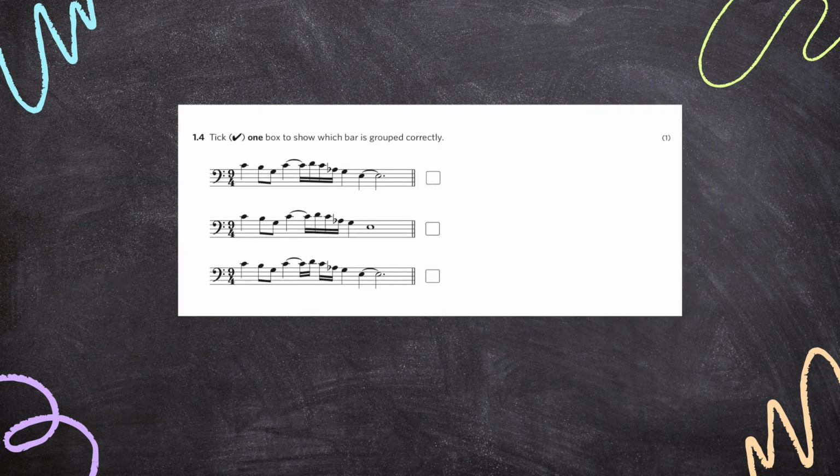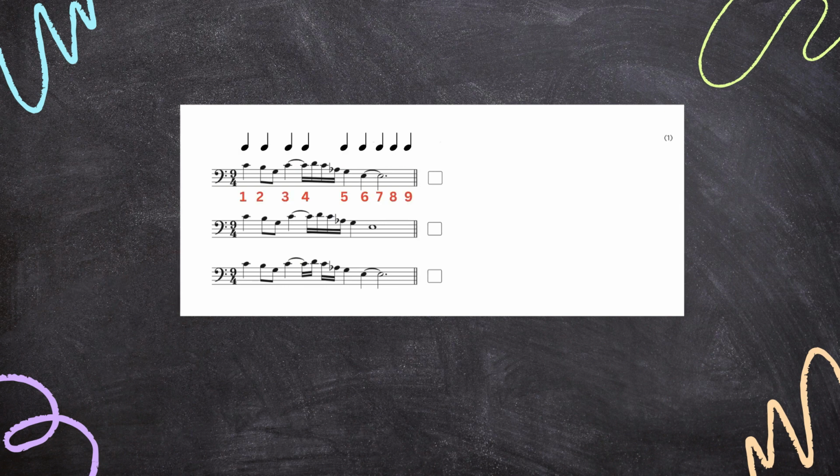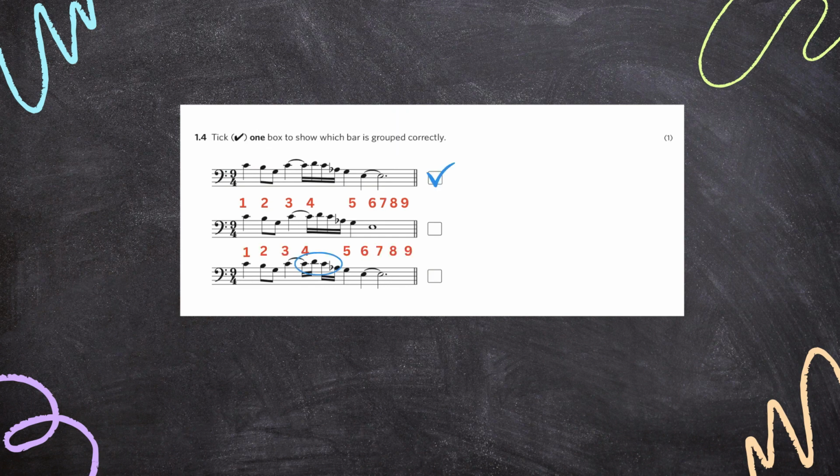Question 1.4. This question relates to the knowledge of note beaming and grouping of beats in time signature. The time signature 9/4 suggests that there are 9 crotchets in each bar. All crotchets are organized in 3 groups. You should find the answer which clearly shows 3 groups. The first one is the right answer. The second one is wrong because it doesn't show obvious groupings in 3. The third one is also wrong.